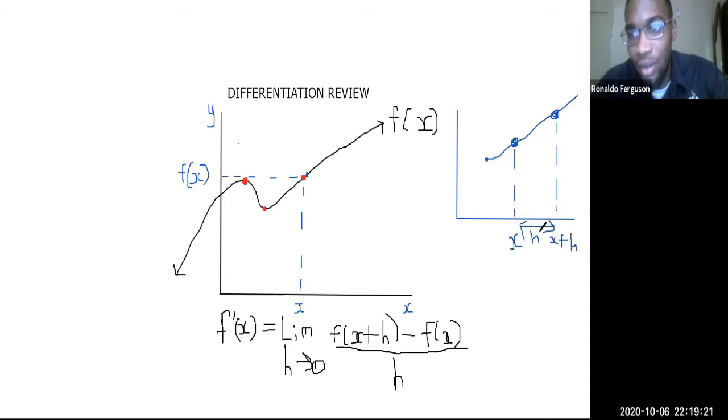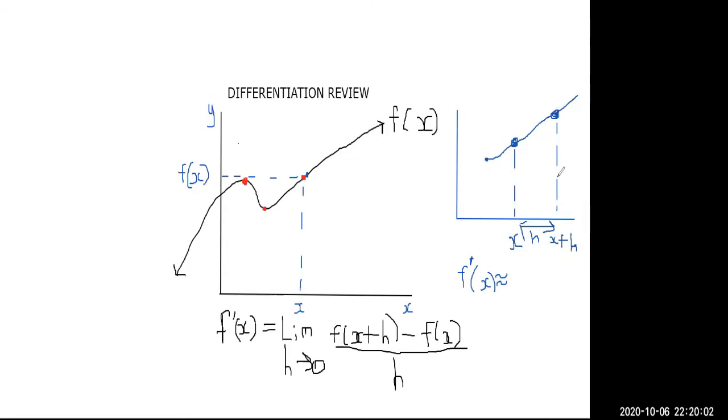And so therefore now the gradient of the curve would be approximately equal to the gradient of the line. Remember, it's not equal to it, but it's approximately equal to it. So we're calling the gradient f prime of x. So f prime of x would then be approximately equal to, how do we find the gradient of a line? y2 minus y1 over x2 minus x1.